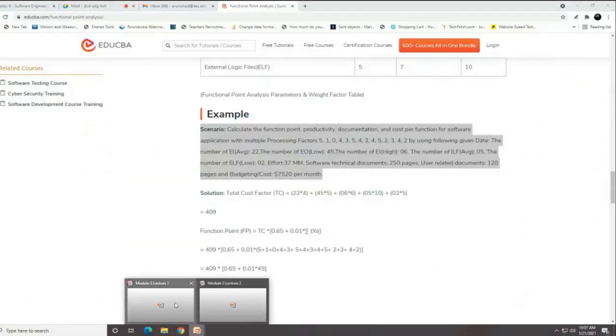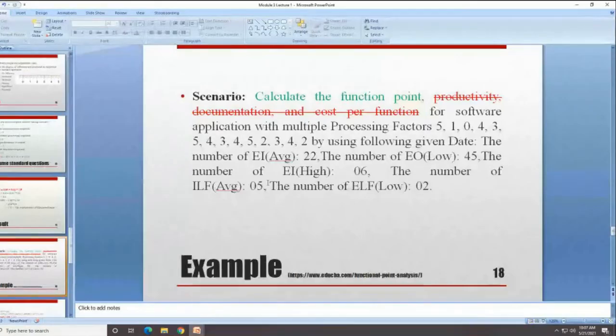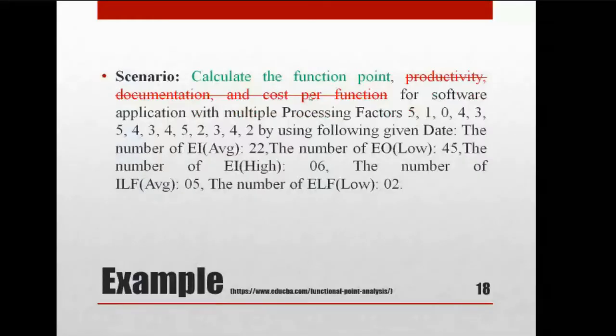Okay? Right. So the question they have asked is, calculate the functional point or functional count. Both are same. Calculate the function point, productivity, documentation, and cost per function. So this productivity, documentation, and cost per function we haven't discussed. I have just typed it out, but we have to study how to calculate it.